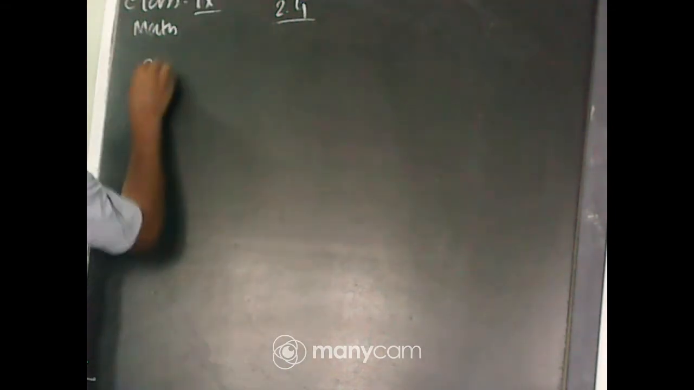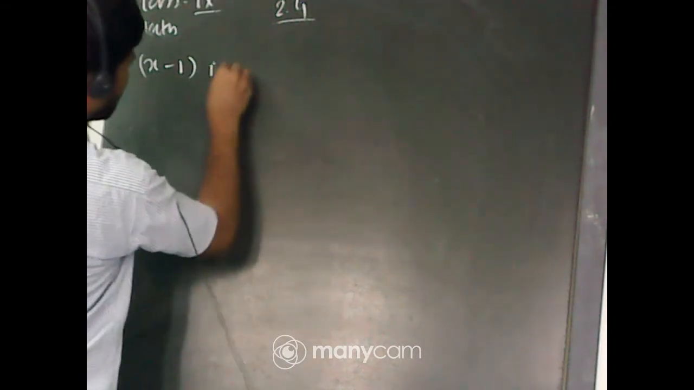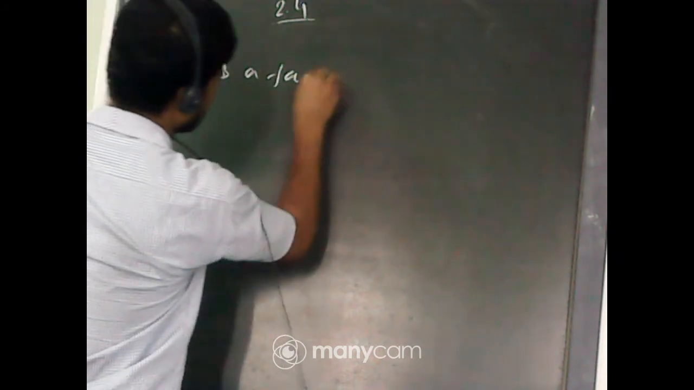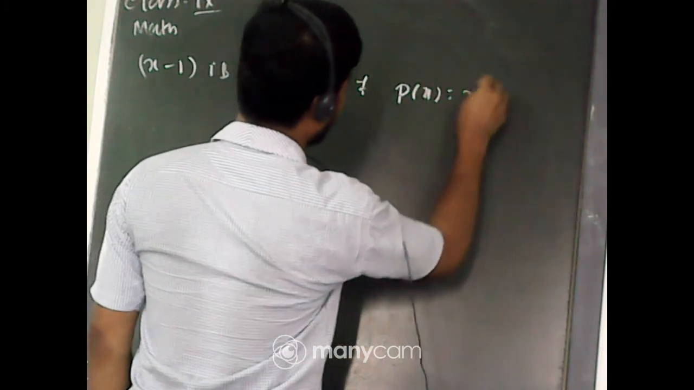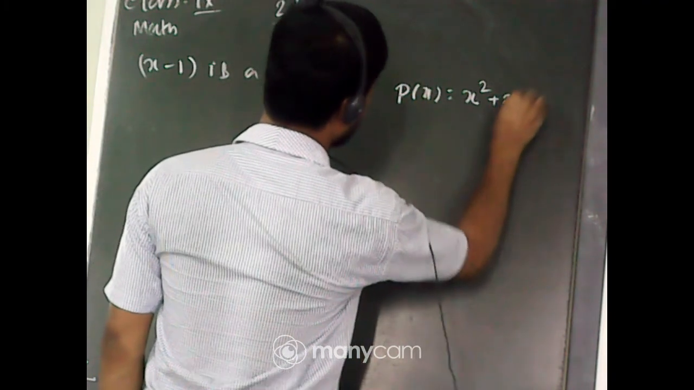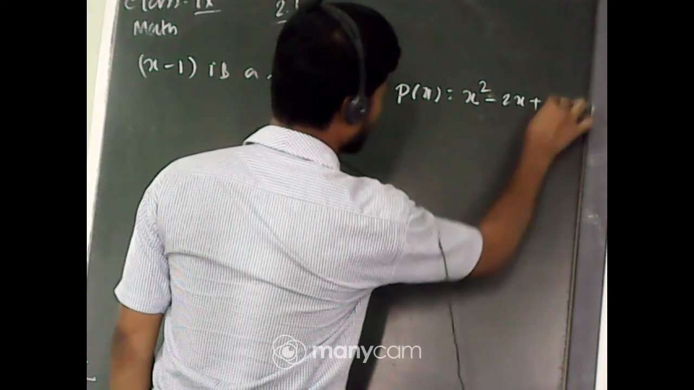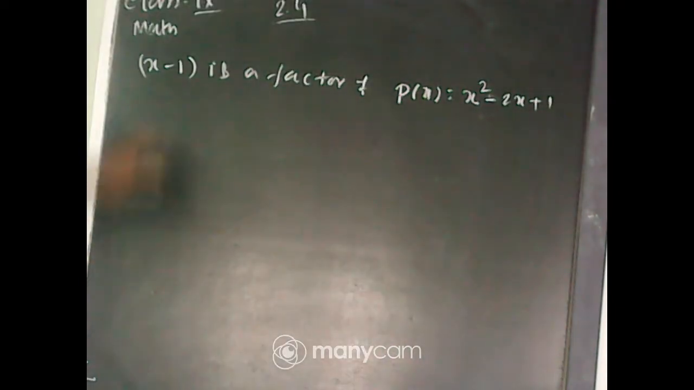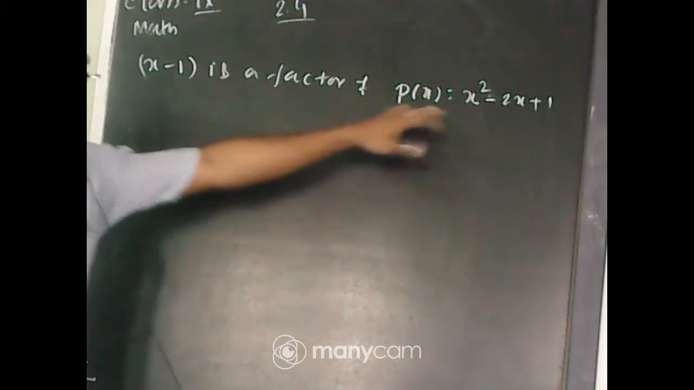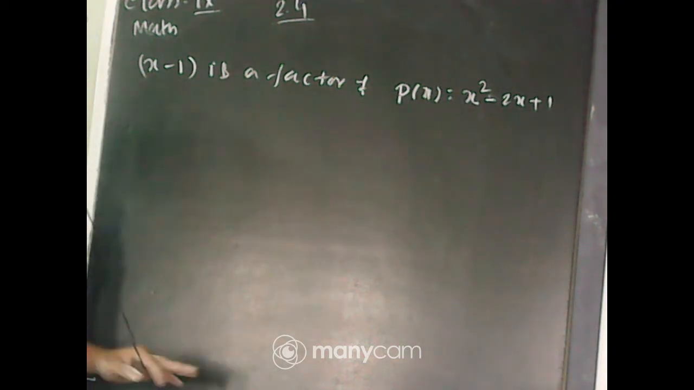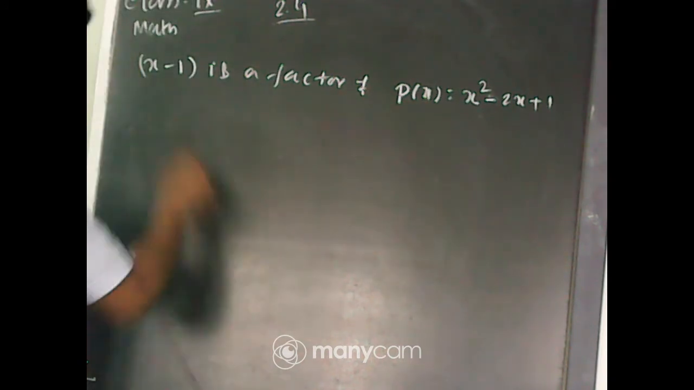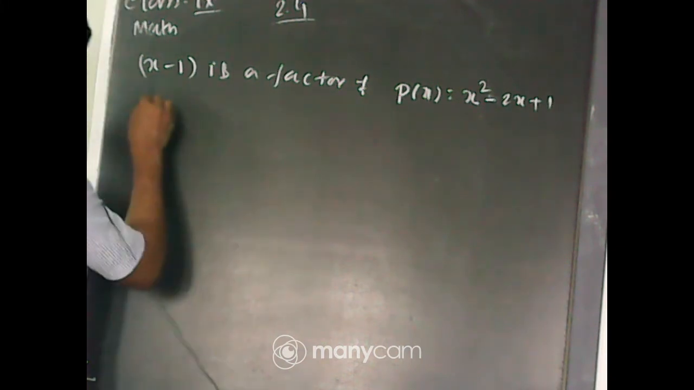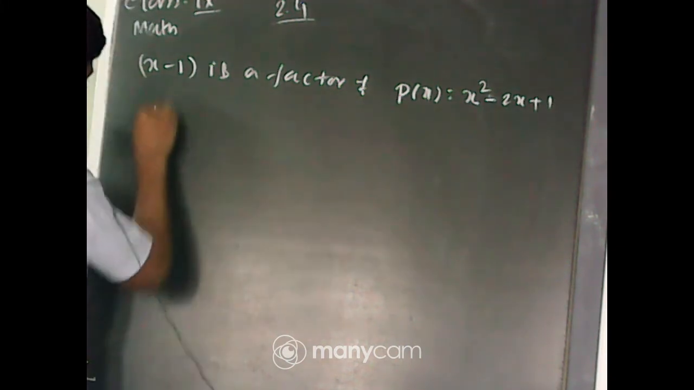So if I tell you, check whether x minus 1 is a factor of p of x, which is actually x square minus 2x plus 1. Let's check whether x minus 1 is a factor of this polynomial. Okay, so according to factor theorem, x minus a will be a factor of the polynomial if p of 1 equal to 0. Now p of x is given, find p of 1.